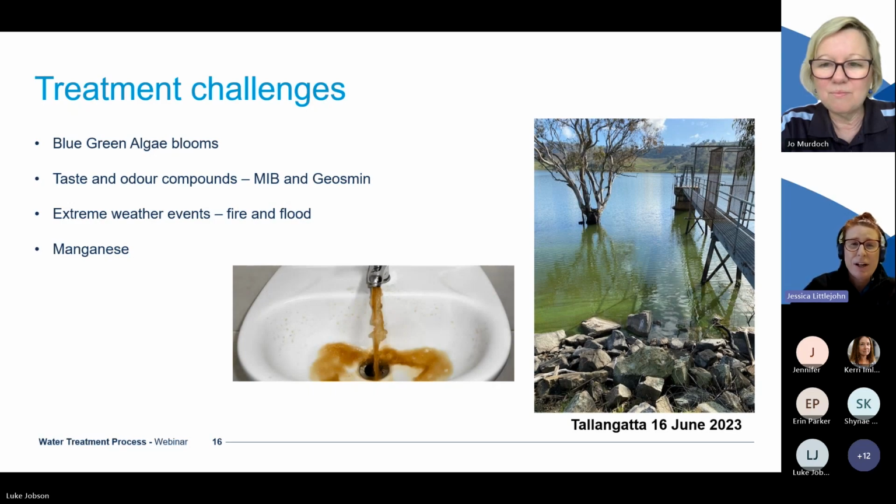And this picture here, I should preface this by saying this wasn't one of our locations, but this is what manganese can look like at very high concentrations coming out of the tap. So we also have additional treatment processes that remove manganese from the water, but that's something that we're constantly monitoring and making sure that we extract from our product as much as we can.